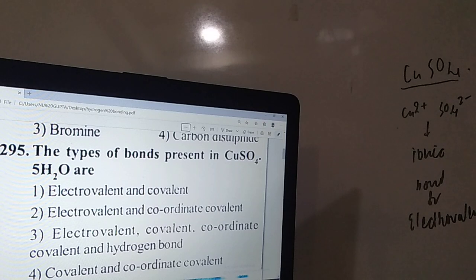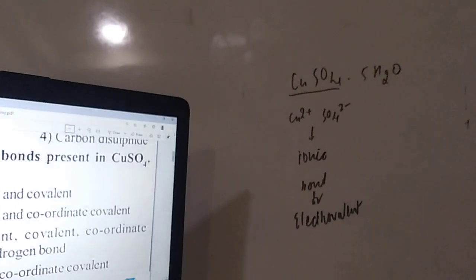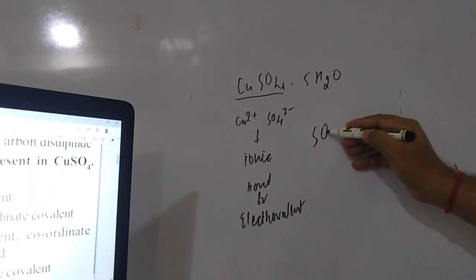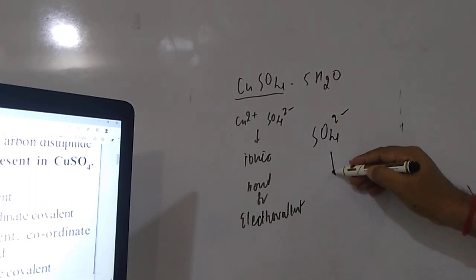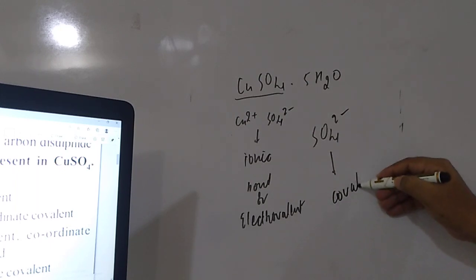Now let us move on to another one. If you are talking about the SO4, what kind of bond will be there in the SO4 molecule? Since all are non-metals, it also has covalent bonds.